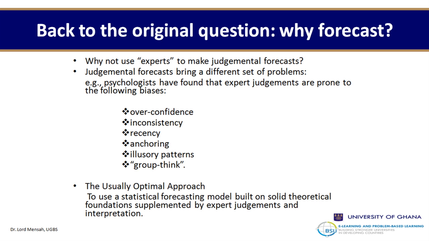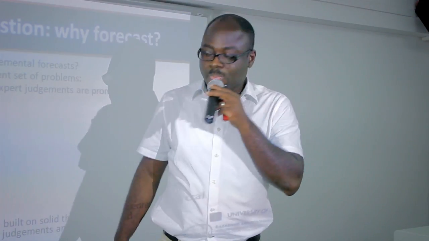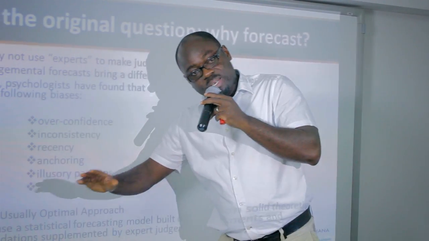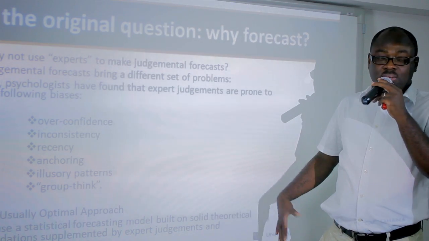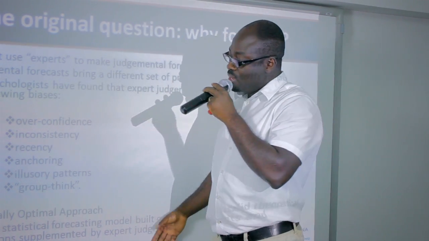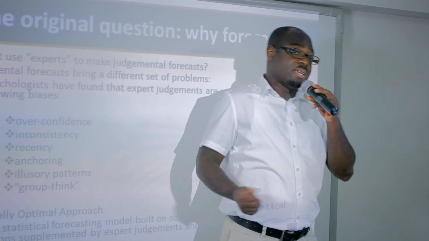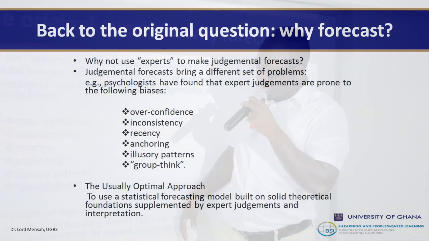And then sometimes there's groupthink: this one has said this, so he's also going to say the same thing. So usually the best way to go about it is to combine forecasting with what? Judgment. To combine forecasting with judgment. So the essence of modeling is to forecast, and if you're able to forecast, you can add judgment to it.